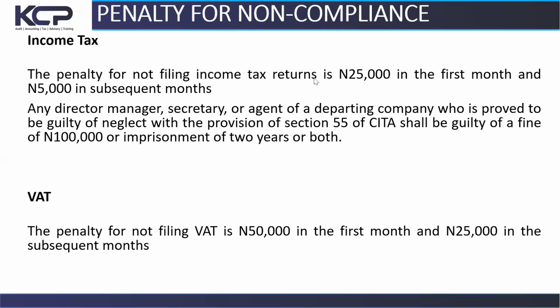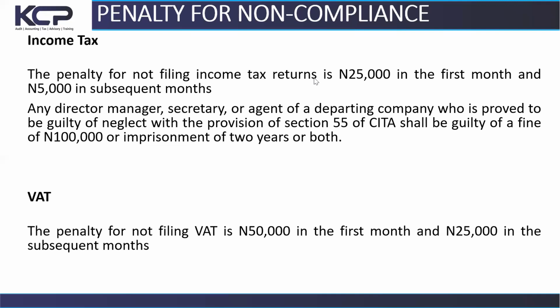Thank you. So penalty for non-compliance, income tax. The penalty for not filing income tax returns is 25,000 naira in the first month and 5,000 naira in subsequent months. Any director, manager, secretary, or agent of a defaulting company who is proved to be guilty of neglect with the provision of section 55 of CITA shall be liable to a fine of 100,000 naira or imprisonment of 2 years or both.